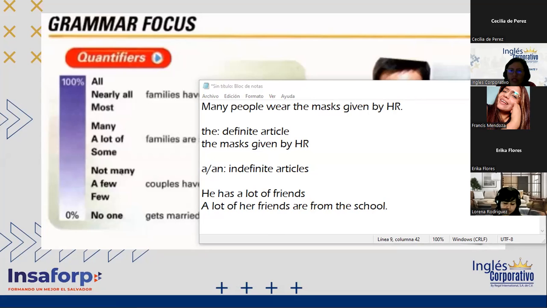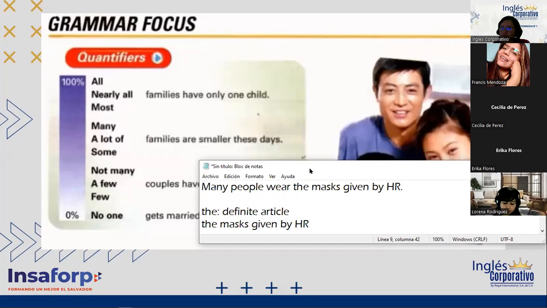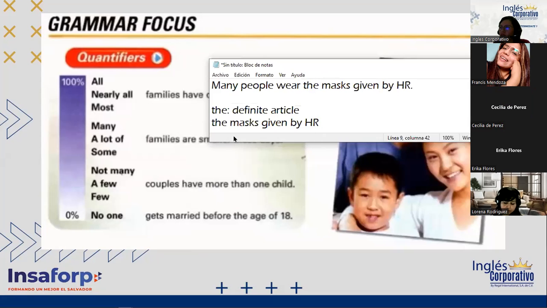Ok, chicos, ¿alguien más que quiera darme sus ejemplos? Anyone else? Ajá, no hicieron la tarea, chicos.